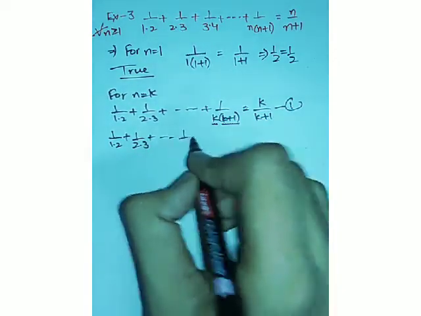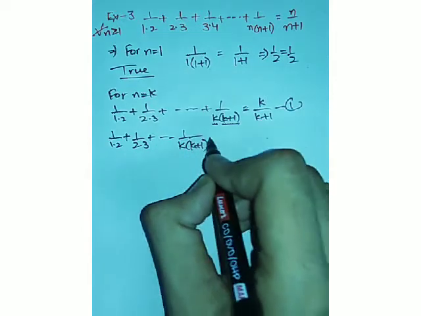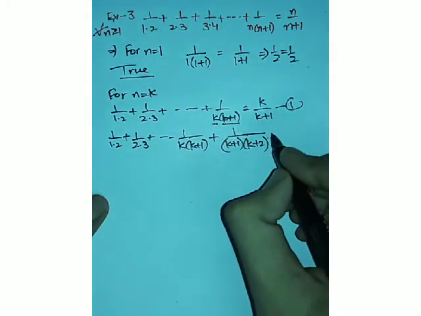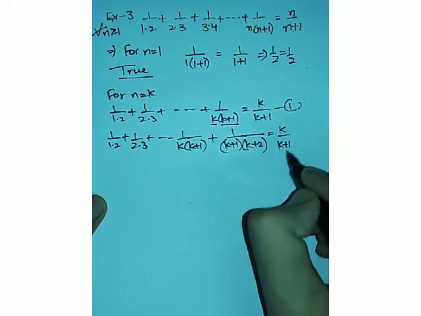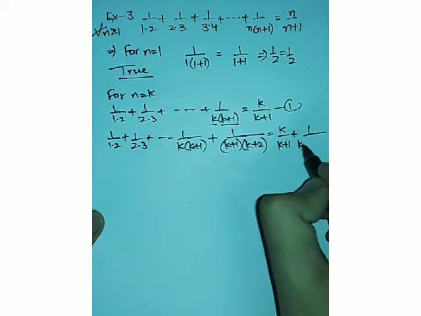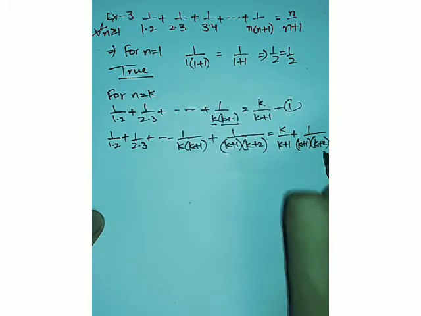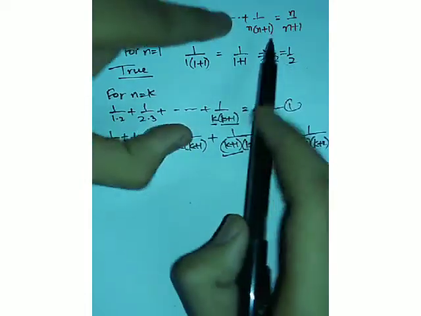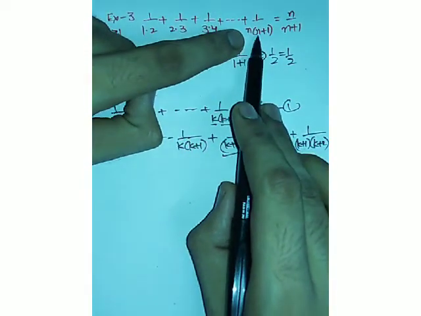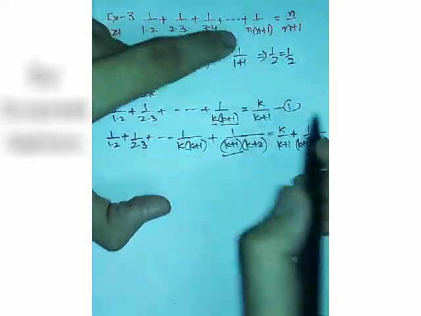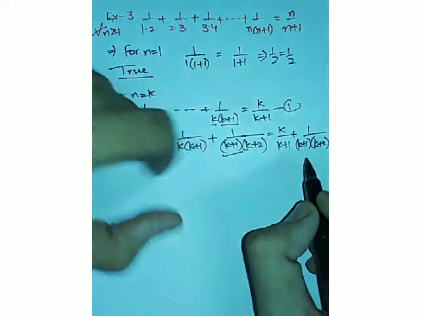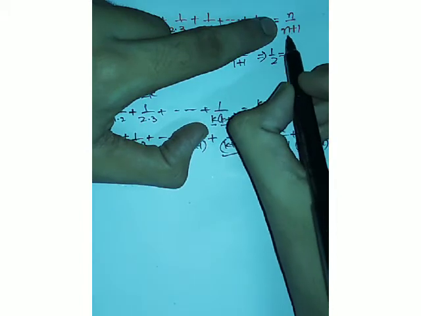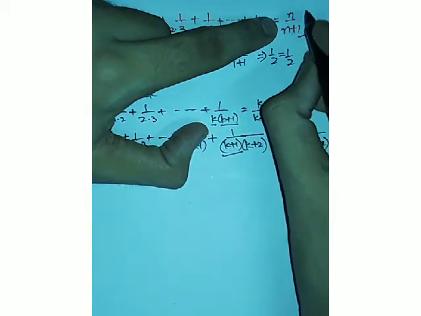The following term, that is 1 upon k multiply k plus 1 plus 1 upon k plus 1, k plus 2, and on the right hand side as well we will add the same term, k upon k plus 1, then plus 1 upon k plus 1 and k plus 2. Correct? This is what we have got. Now the left hand side equation is true because in the place of n we wanted to have k plus 1 and k plus 1 plus 1, that is k plus 2. So the left hand side is already done. We have to only solve the right hand side, and we have to get k plus 1 upon k plus 2, because k plus 1 plus 1 is k plus 2.